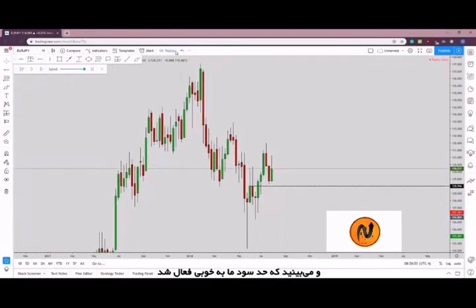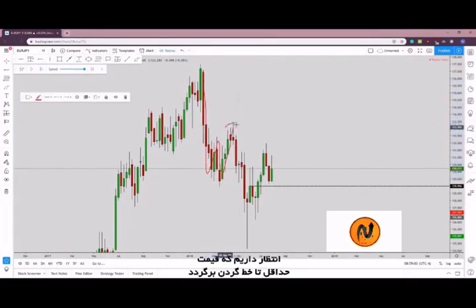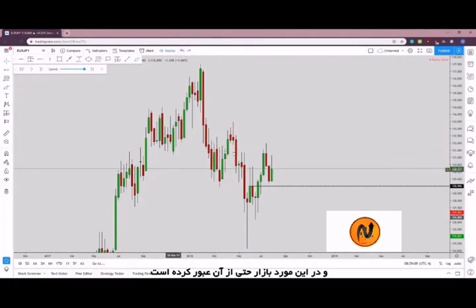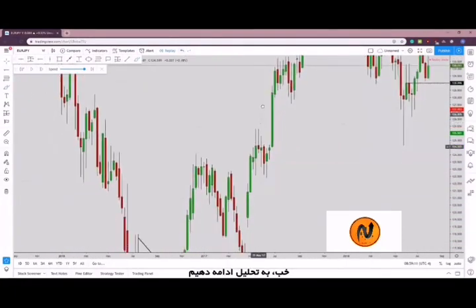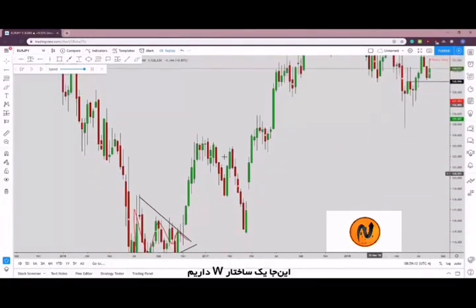Again, we have here another nice W formation. You have down, up, down, up. W formation, we're expecting a push at least to the neckline, and in this case the market also exceeded it. Now let's keep going with the analysis. Here you have a W formation that we didn't really speak about, but sometimes you can have a failed bearish W. We need to add this.